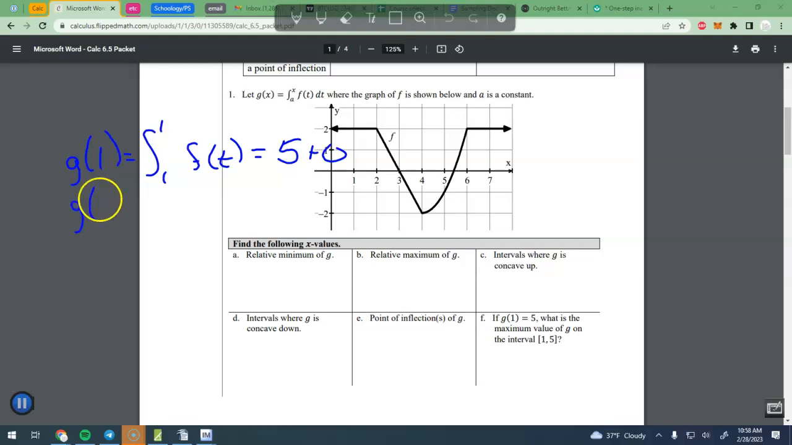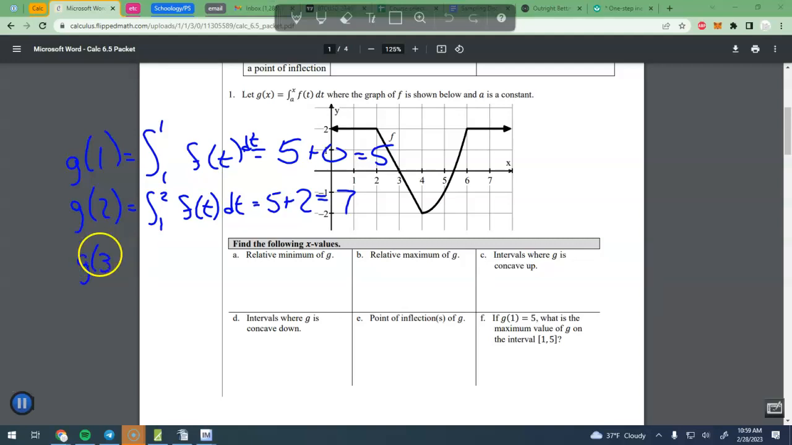But G of 2, now I have to plug in a 2 here. It should be a dt. So what's the area from 1 to 2? It's 2, but I started at 5. So now I'm at 7, because as I go to the right, I just pick up that area. Like I had $5 in my pocket, and when I went through there, now I find 2 more. When I go to 3, I'm going to find 1 more, because that's like 1 square, really. Let's just split it into 2 parts.